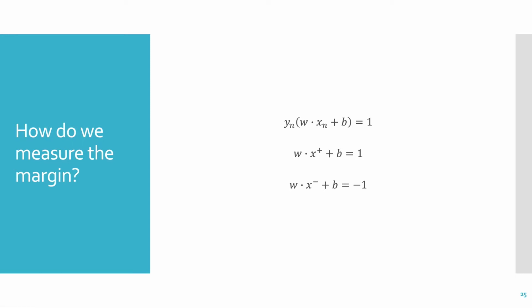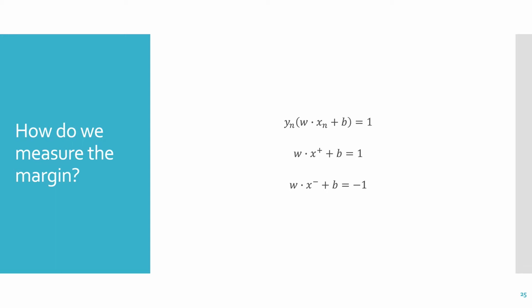This is where some of that linear algebra comes in. We're trying to measure the margin, so we need to figure out the distance between x plus and the hyperplane and x minus and the hyperplane. In order to find the distance between a point and a hyperplane, we need to project the point onto a vector that is perpendicular to the hyperplane. W is perpendicular to the hyperplane and points in the direction of the positive class.